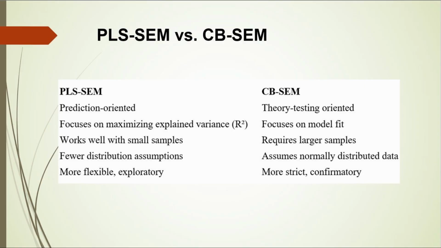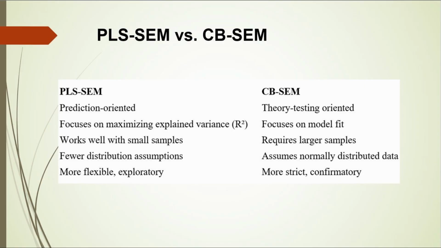The main differences between PLS and CB lie in their purpose, focus, and data requirements. PLS is mainly prediction-oriented. Its main focus is on maximizing explained variance, meaning it tries to explain as much of the dependent variable as possible, usually measured by R-squared. It works well with small sample sizes, makes fewer assumptions about data distribution, and is more flexible. Because of this, it is often used in exploratory research or when theory is still developing.